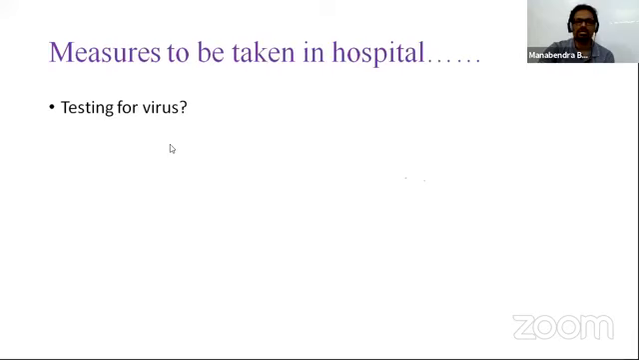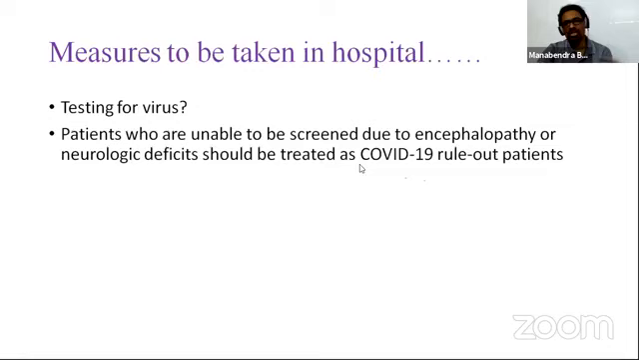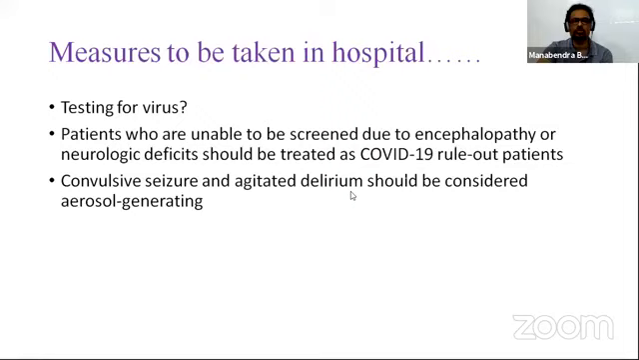And the thing is, if the patient is unable to be screened due to some encephalopathy with altered mental status, definitely this patient should be tagged as COVID rule out or suspected COVID, because the history cannot be ruled out. And convulsive seizure and agitated delirium are always considered aerosol generating procedures, so the appropriate respirators and measures have to be taken.